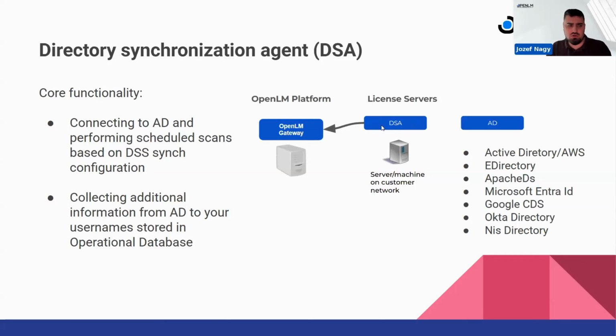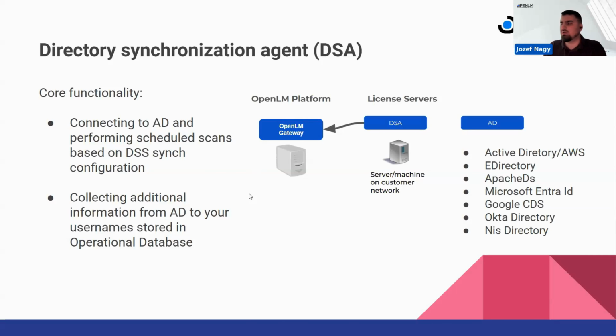You can also create groups based on this information. So if you want to create a group based on the organization unit or based on the country, the OpenLM platform with the directory synchronization service will tell the DSA to pull the data, and it will create the groups based on this information. So based on this, OpenLM can do a lot of things.